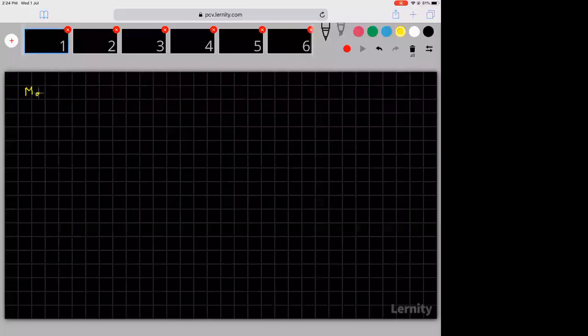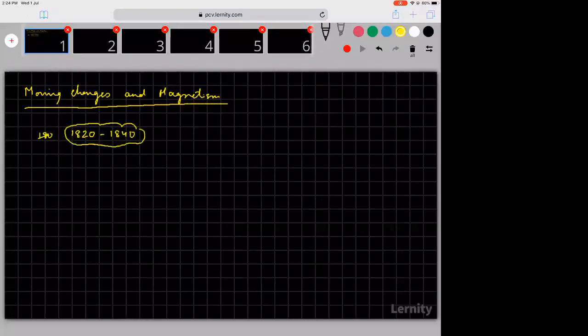So we are learning moving charges and magnetism. Then I was telling you that around 1820 to 1840, all of this happened in Europe. What happened is basically people took a magnetic field. So a magnetic field is just like an electric field.